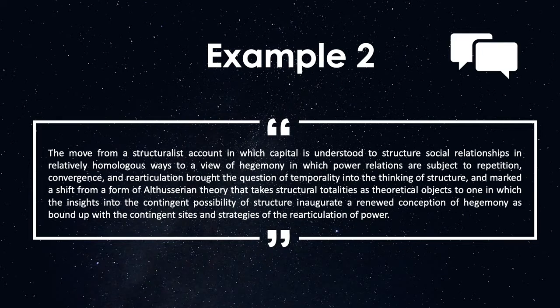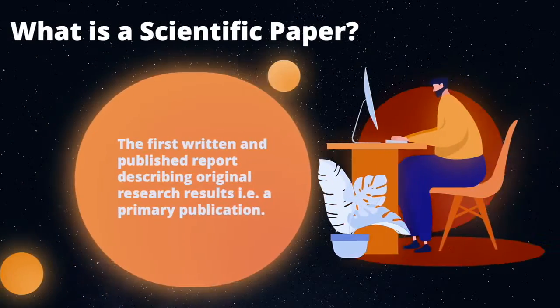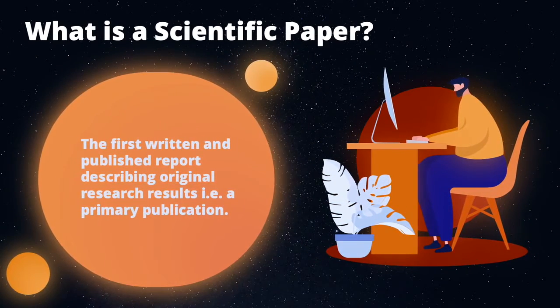Basically, if a piece of writing fails to be understood by its readers, then it misses the entire point of scientific writing, which is to convey ideas clearly and concisely. So now let's look more in depth at each type of scientific writing, and we're going to start off with the scientific paper. According to the authors Robert A. Day and Barbara Gastel, a scientific paper is simply the first written and published report describing original research results.